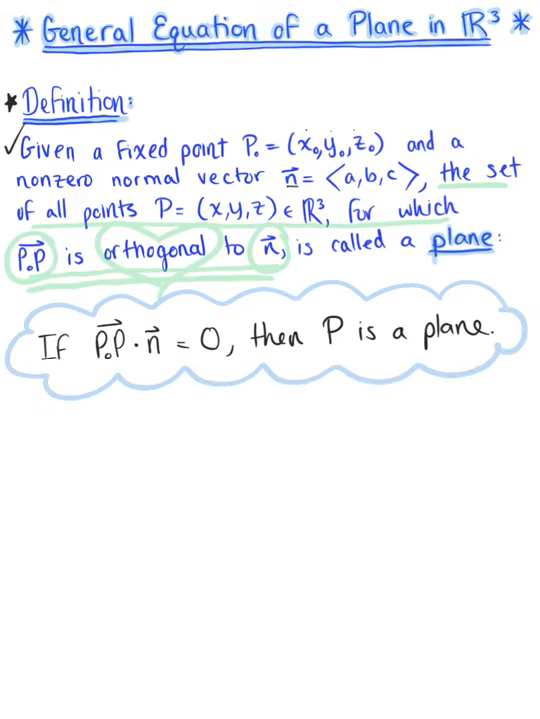Now, looking at our definition, we already have the components of the normal vector. Vector n is defined by the components a, b, c, and this is, of course, such that a, b, and c are scalars. Now we have 2 points, or 2 ordered triplets.